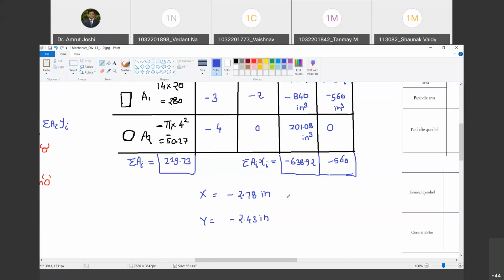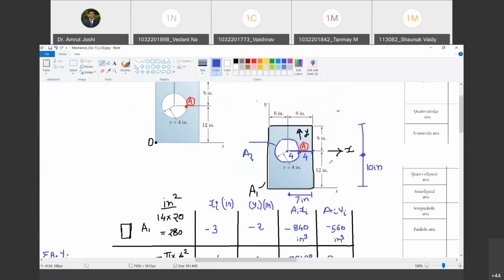What does the negative sign indicate? The negative sign indicates that the centroid of this shape is therefore towards the left of A, and it is down to A. Are you with me? So this is the answer. This is what we understand. Let us mark it on this figure.